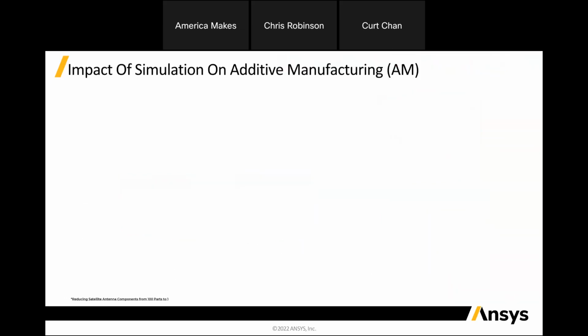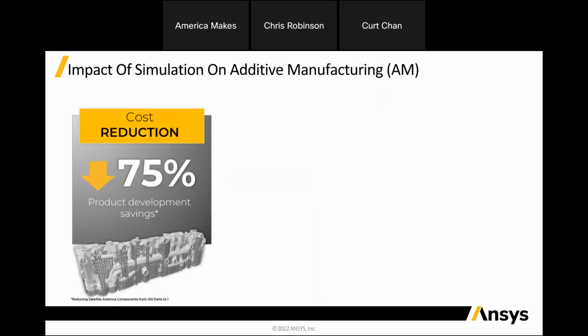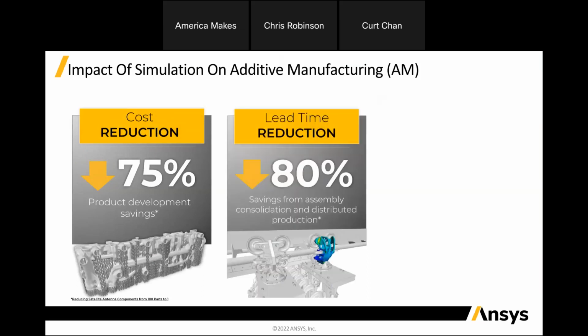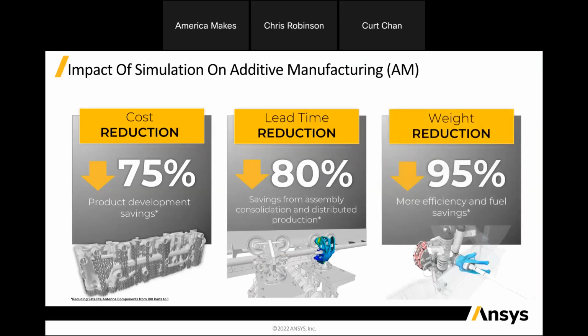So as we look at a few of the things relative to the impact of simulation on additive manufacturing, these are just kind of some examples. This is actually based off of a satellite antenna component consolidation, but you can start to see things like cost reduction through utilizing additive for up to 75% by utilizing simulation and additive. So 75% in cost reduction, 80% in lead time reduction, sometimes that's even more important than the cost reduction. And when we look at efficiency, fuel savings, sustainability, being able to reduce the weight of the component by 95% is huge, and that's extremely important. So there's some really significant value of leveraging simulation and additive manufacturing together.